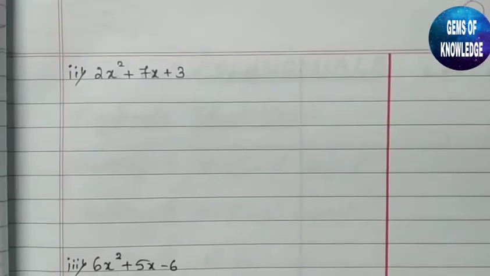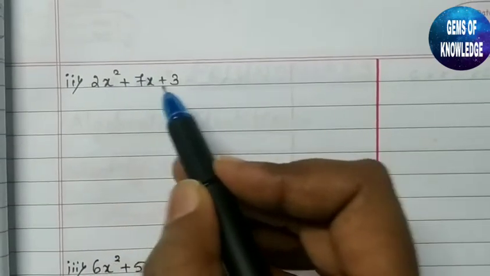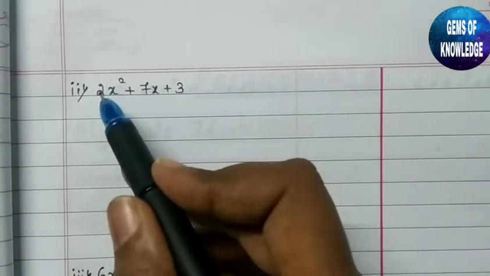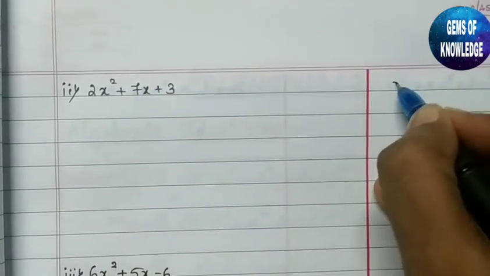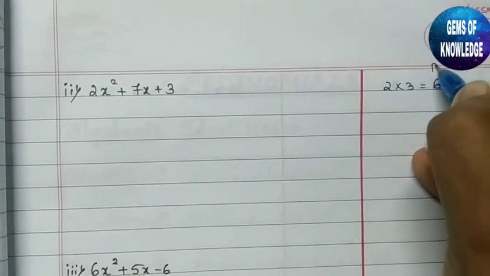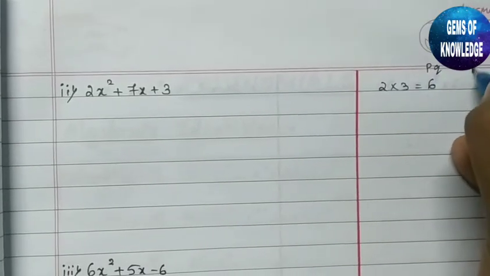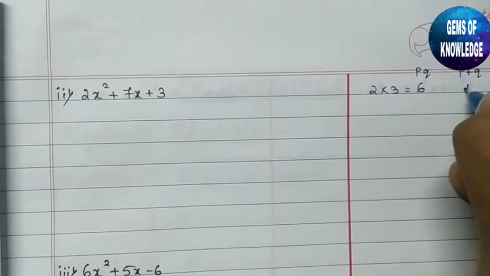Okay, so you can see the second question. Here it is given as 2x square plus 7x plus 3. What you need to do is multiply these two things, that is 2 3s are, 2 into 3, you are getting 6. This is nothing but your pq. And what should be your p plus q? You should get your p plus q as plus 7.